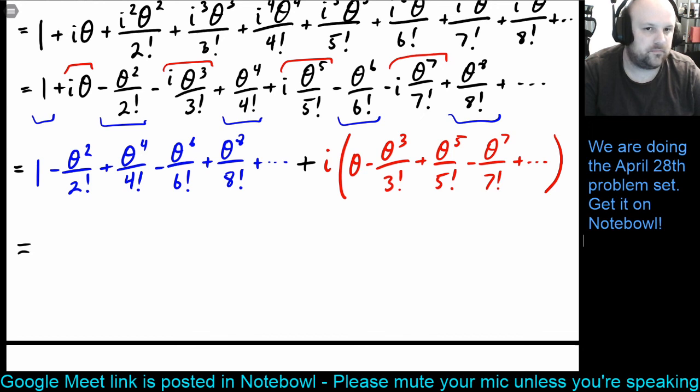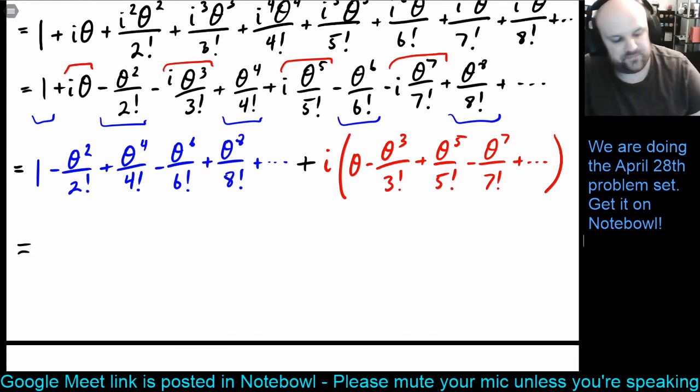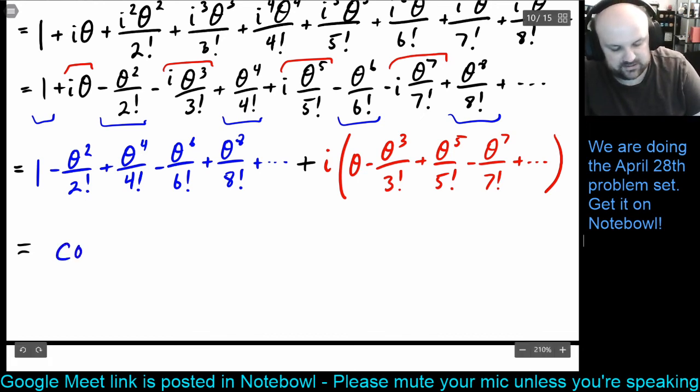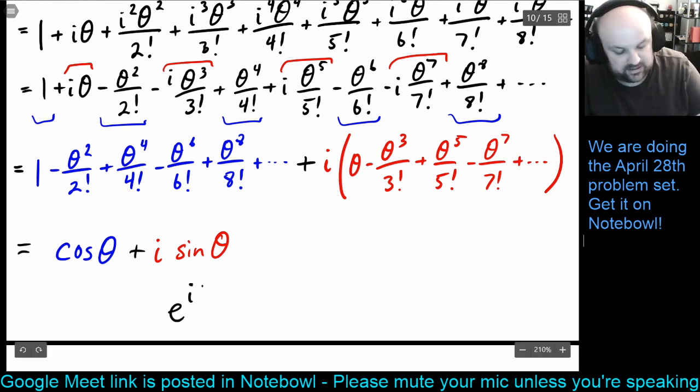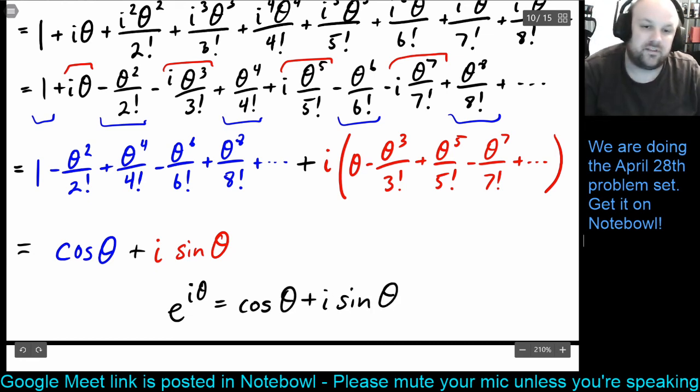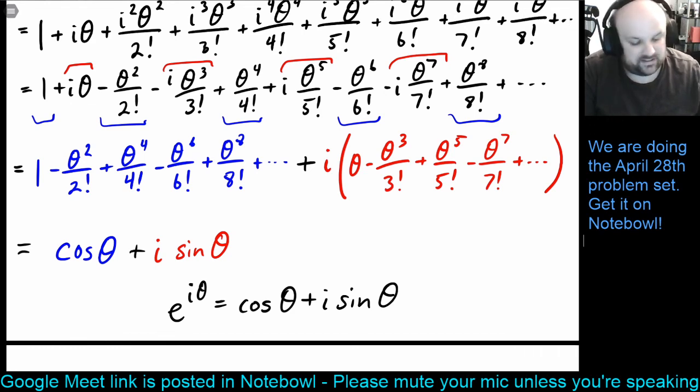Is it cosine theta? Yep. This stuff in blue is exactly cosine theta. And then if you look at the terms in red, you get i times this stuff right here. These are the terms of sine theta. And there we have it. e to the i theta is cosine theta plus i sine theta. And that's how you can verify this fact.